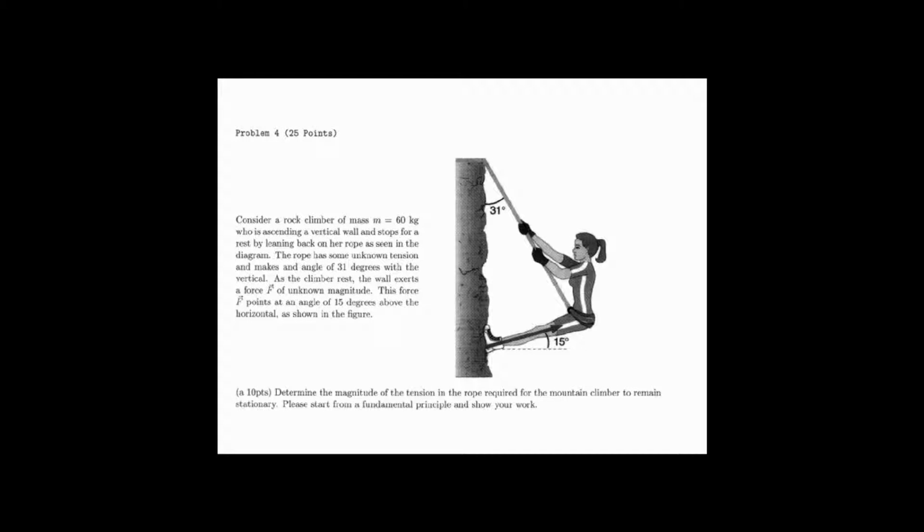The problem that I had the most trouble with was problem number 4, part A. In this problem, there's a rock climber with mass 60 kilograms, and she stops for a break by leaning back on her rope, as you can see in this picture. And the rope has unknown tension and makes an angle of 31 degrees with the wall, and the wall also exerts a force on the climber that points at an angle of 15 degrees above the horizontal. The question is to find the magnitude of the tension in the rope needed for the climber to stay stationary.